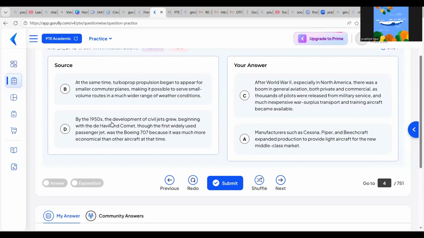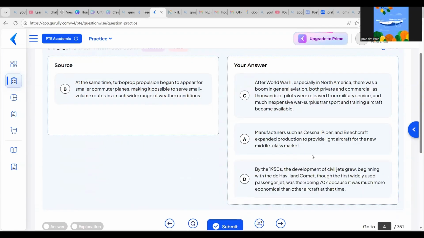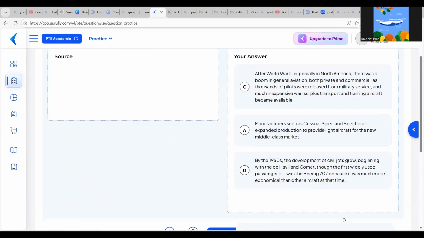By the 1950s, the development of civil jets grew, beginning with the Comet. The first widely used passenger jet was the Boeing 707, because it was much more economical than other aircraft at that time. At the same time, yeah. So this one can be first, then this one.